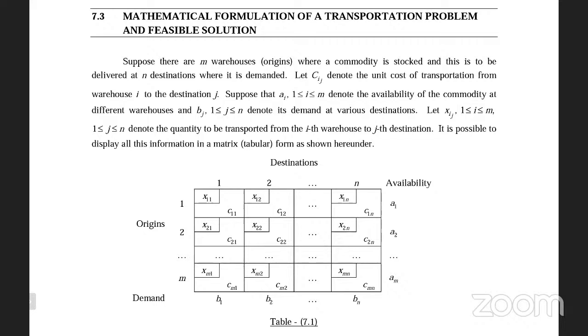Let Cij denote the unit cost of transportation from warehouse i to destination j. So origin to destination, the transportation cost is Cij: C11, C12 and like that, for the corresponding origin to the corresponding destination. Next, ai means the availability of the commodity, and bj is the demand for the various destinations. Then we should draw the table.